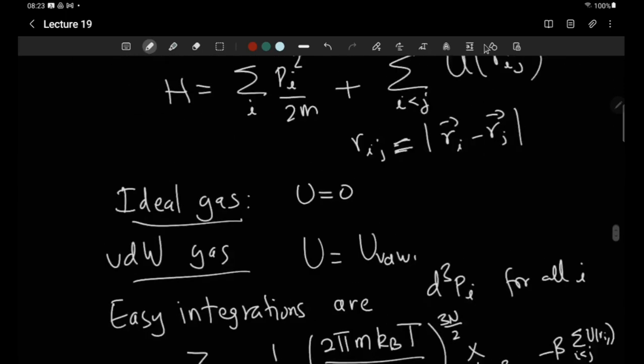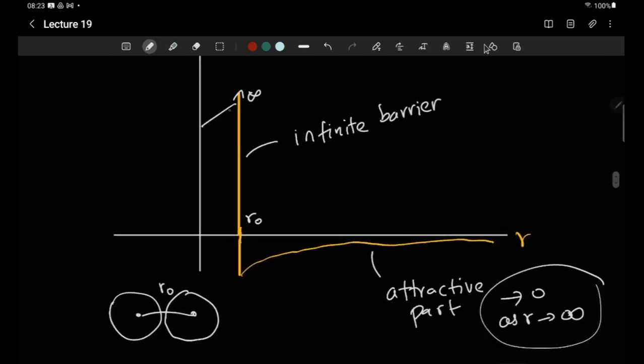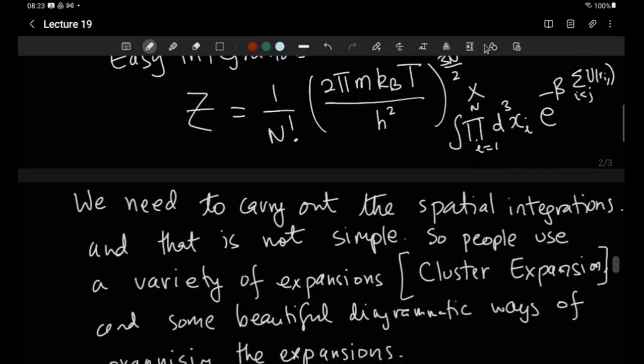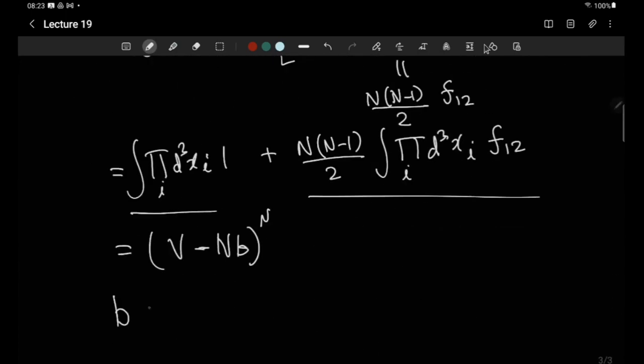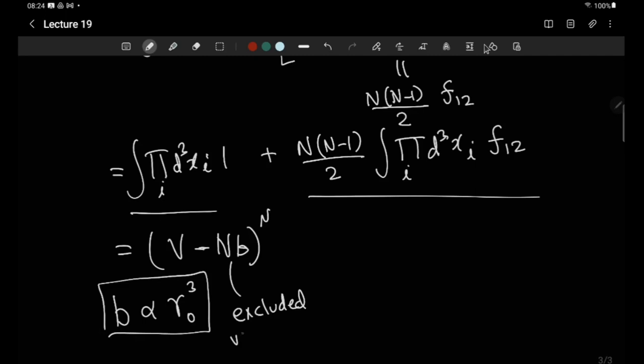If you remember this picture, this region is not allowed. So they cannot come closer than R naught. So this B, you can estimate, but what I want to say is B is proportional to some constant times R naught cubed. You can argue that each particle is occupying R naught by 2, so 4/3 pi R naught by 2 whole cubed. If you did that, you'll get some value for the constant, but I'm not particularly interested in those details. All I'm saying is that B is the excluded volume. This is clear?